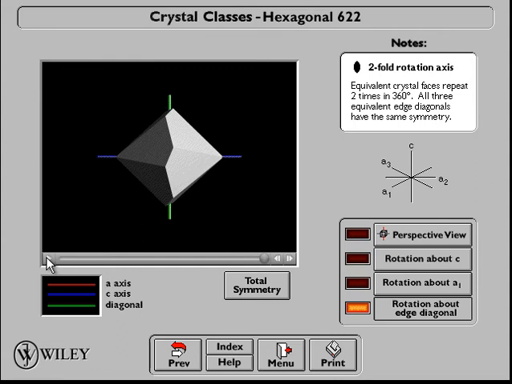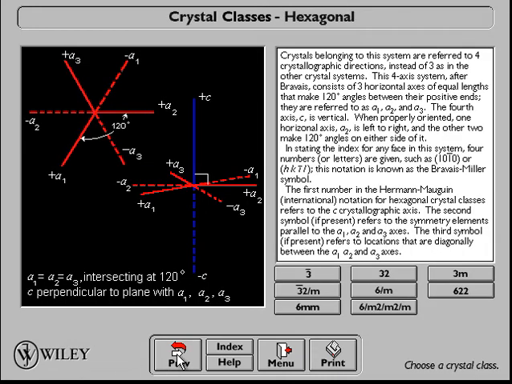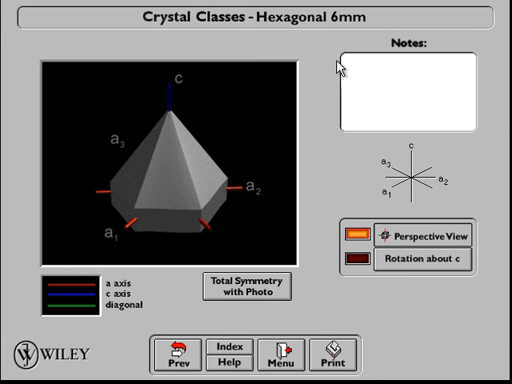Yes, this is true. So previously we had 622, now we have 6mm. That means we have a hexagonal system, with a 6-fold rotation axis, and here we have then 2 mirror planes. You got it now, yeah.